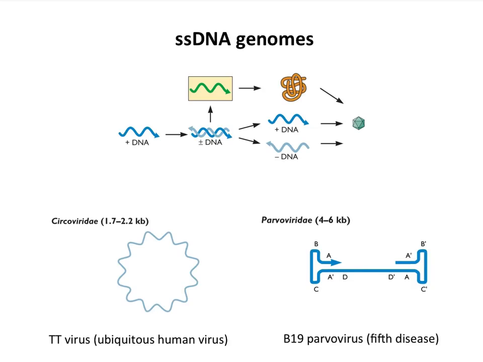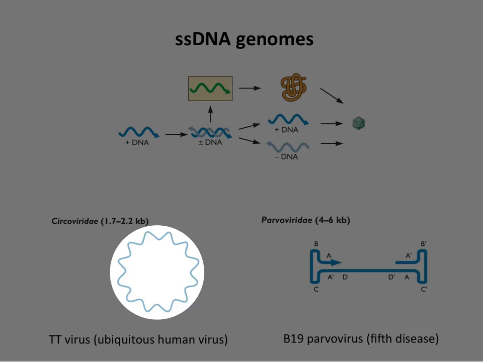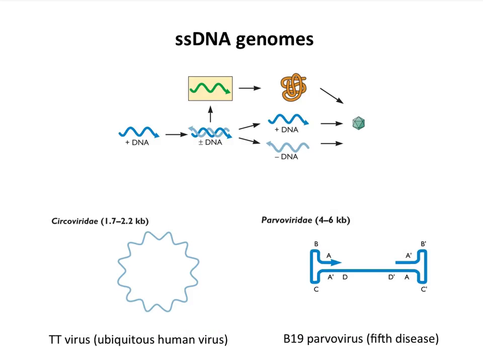There are two different genome configurations for these viruses. Single-stranded DNA genomes, circoviruses, 1.7 to 2.2 kb, very small genomes, only encoding a few proteins, one or two proteins. Really amazing that these viruses can replicate. Single-stranded circular DNA genome. An example of a circovirus is TT virus.